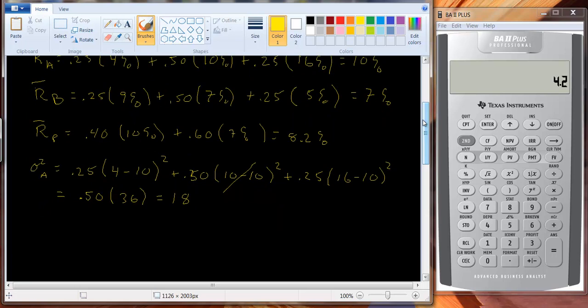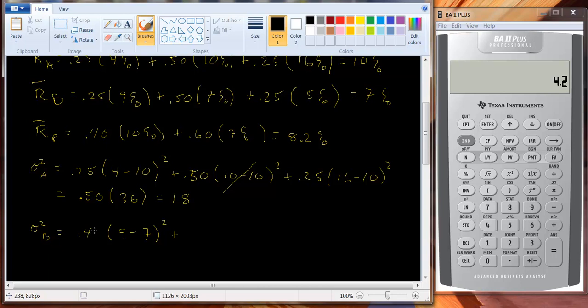Okay, and let's do it for B. For B, same thing, follow the same formula. Sigma squared B is going to be equal to 40% chance we're in the first state of the world. In the first state of the world, we get a 9% return minus its expected value, squared. I'm sorry, that's not 40%, that's 25%. So let me erase that. Hold on for a second. Okay, got to be careful.